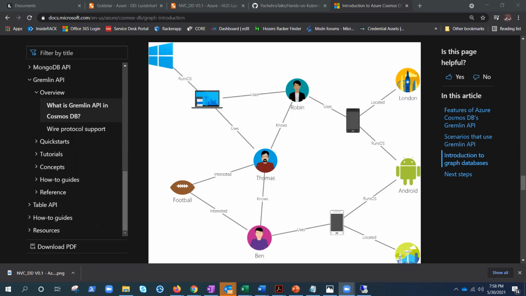And the third thing we have is the property. Property defines the extra information about the object. For example, let's say Thomas is 26 years old. So 26 is the property of the object called Thomas. Similarly, we can also define properties on the edge of the relationship. So for example, we can say Robin knows Thomas for 3 years. So 3 is the value of the property in the knows relationship.